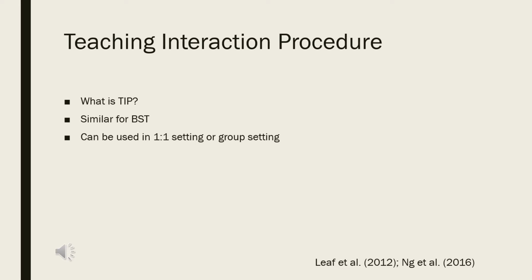I'll get into the steps of the TIP a little bit later, but it is a 6-step teaching strategy. It can be used in a one-on-one setting or in a group setting with a number of individuals. And it can also be used in a classroom, in a social skills group, in natural environments, in a variety of different environments to teach those social skills.